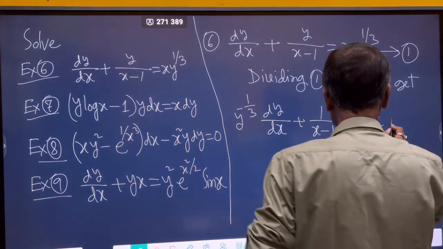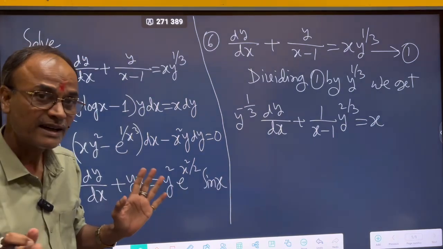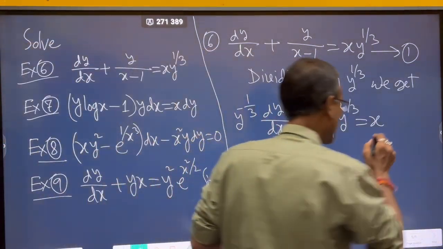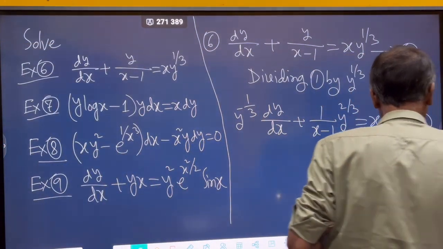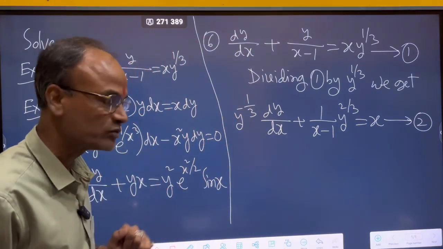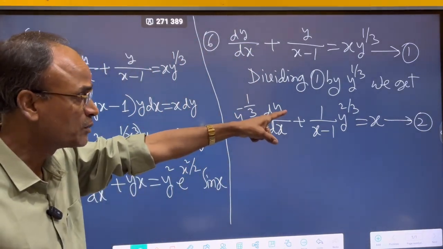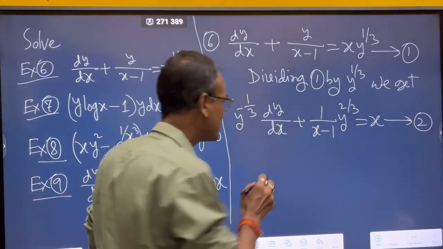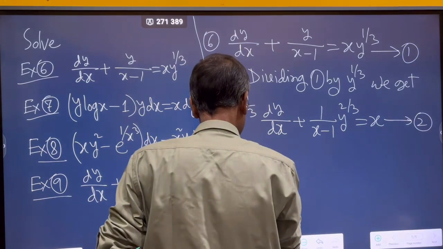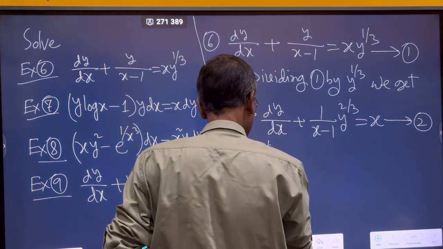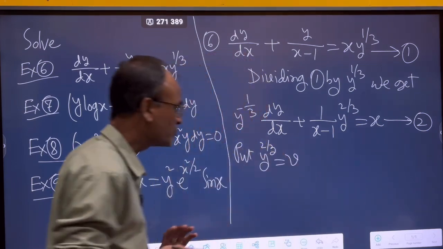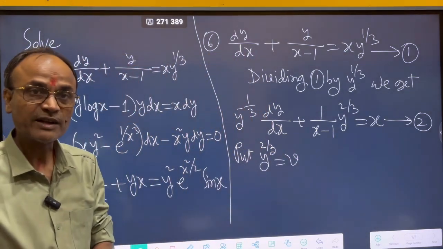This is equal to x. Suppose this equation is number 2. Now the next step is to put y to the power 2 by 3 equal to v.